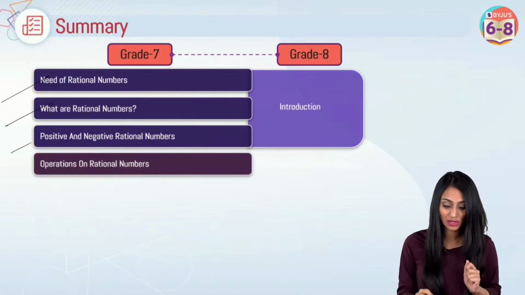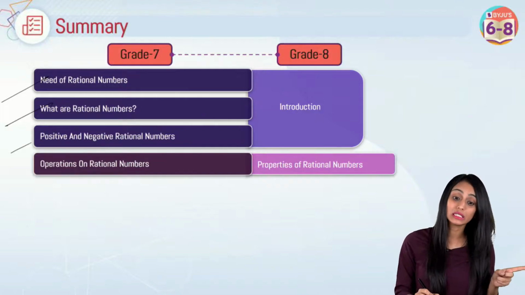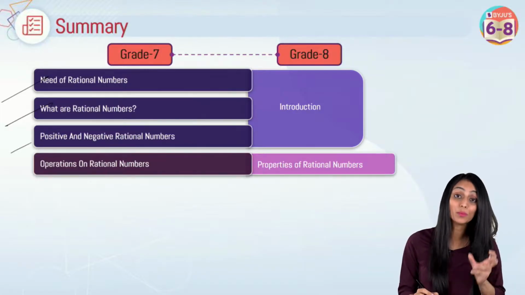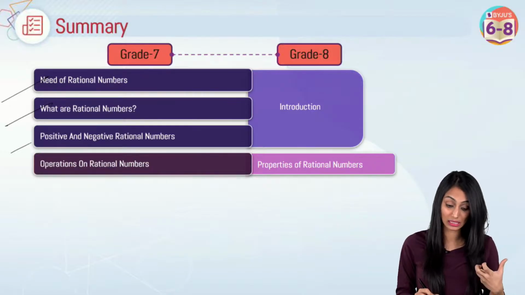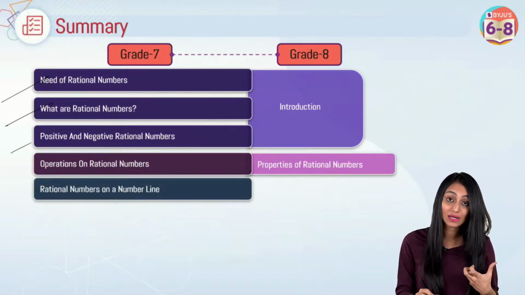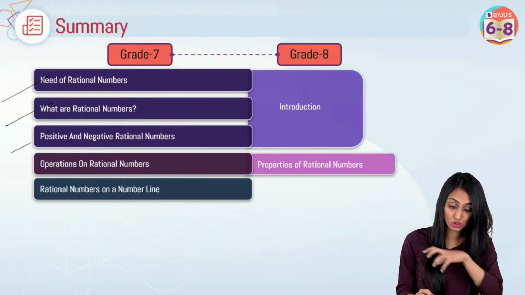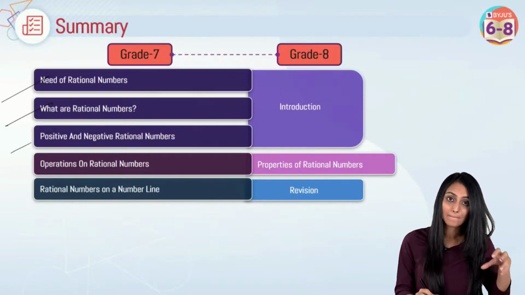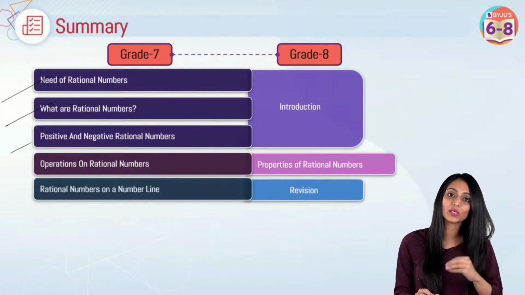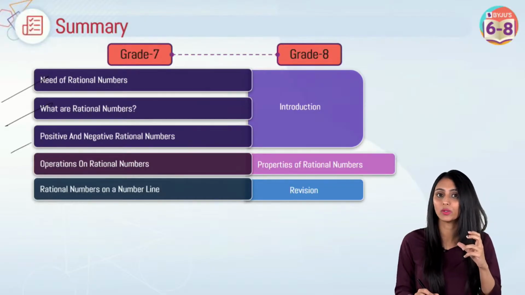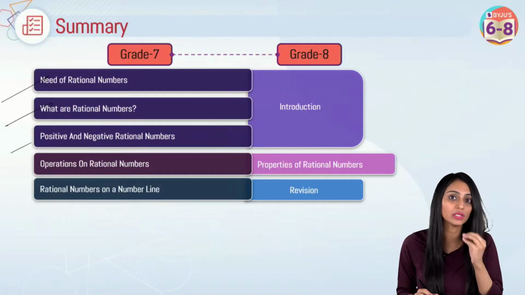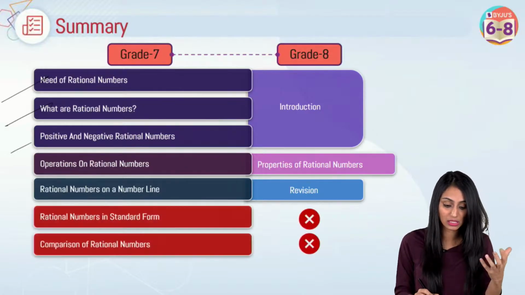Then we have operations on rational numbers that you learned in grade 7. But in grade 8, we'll be talking about properties of rational numbers like closure, commutative, distributive, associative. Then rational numbers on a number line, we learned that in grade 7 also, how to locate them. In grade 8, we will do a quick revision, but apart from that, you learned to locate rational numbers with denominator up to 3 only. Now we will have different numbers.